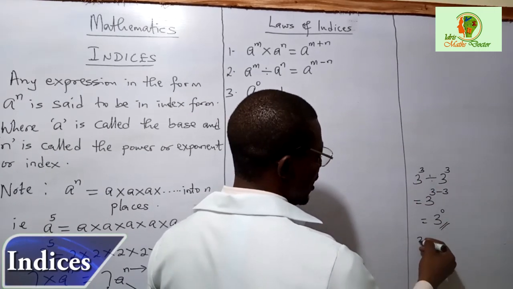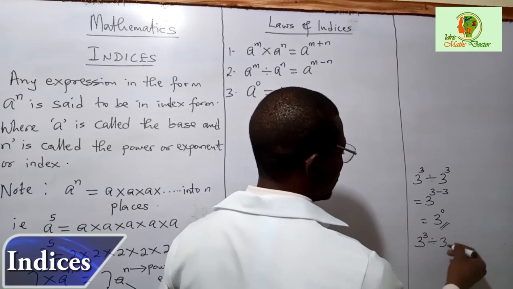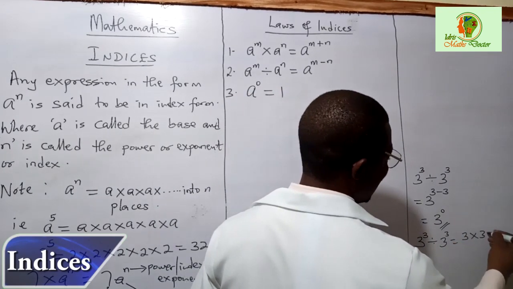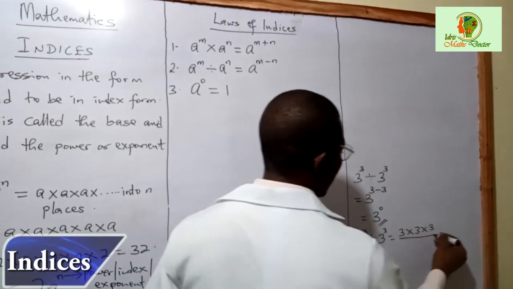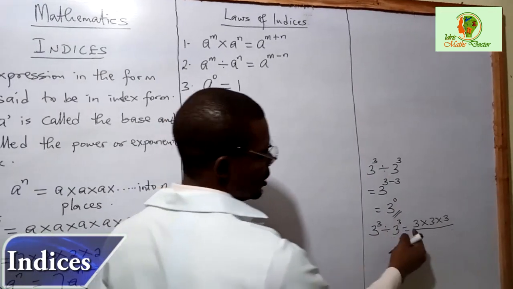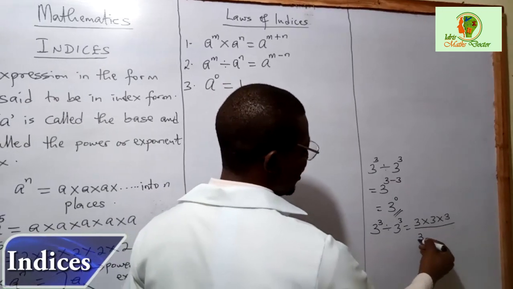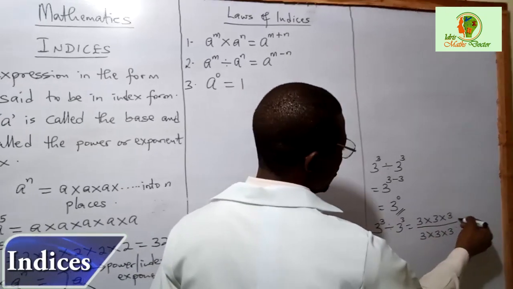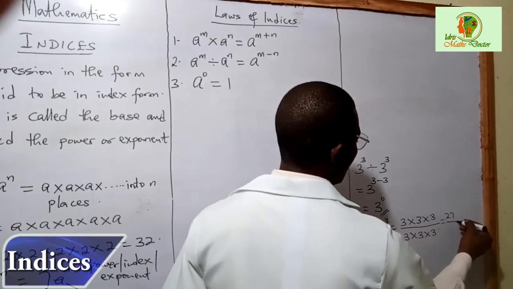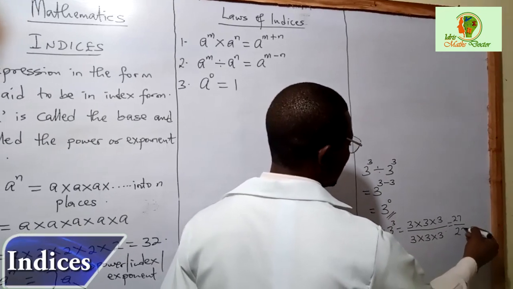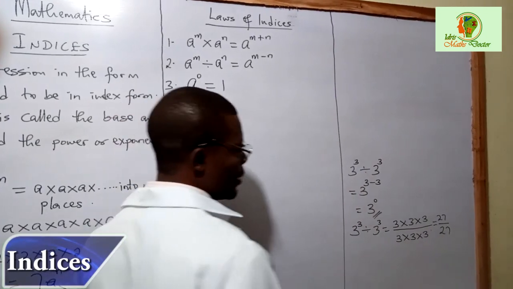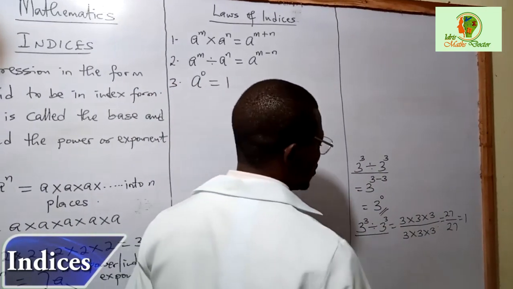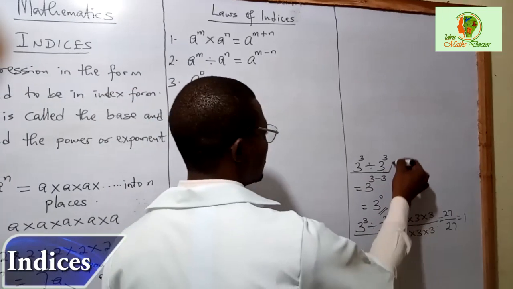Similarly, this same question can be solved this way. 3 raised to power 3 implies 3 times 3 times 3 divided by 3 times 3 times 3. If you multiply the numerator, we are going to have 27. Multiply the denominator, it will give us 27. Now, 27 divided by 27 is 1. When you look at this question, and you look at this question, you discover that they are the same. I mean this.